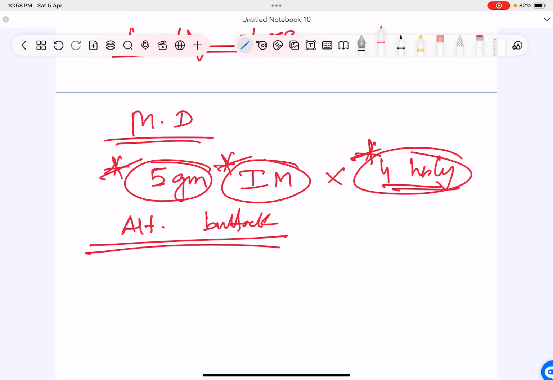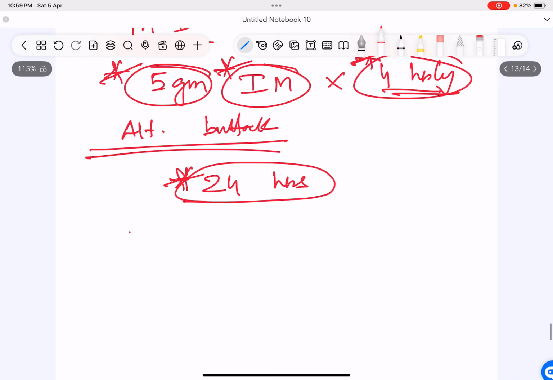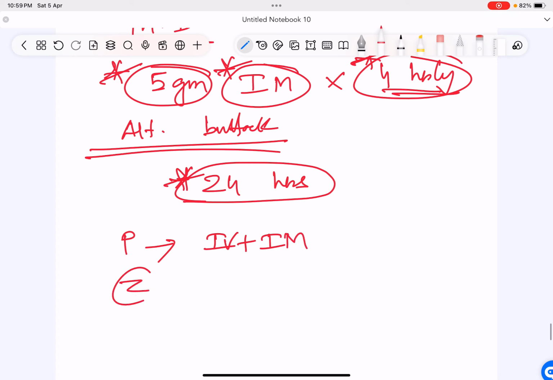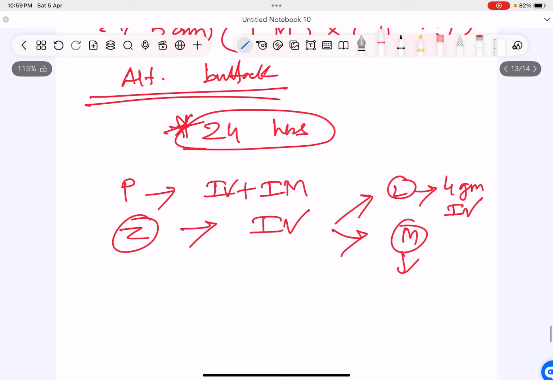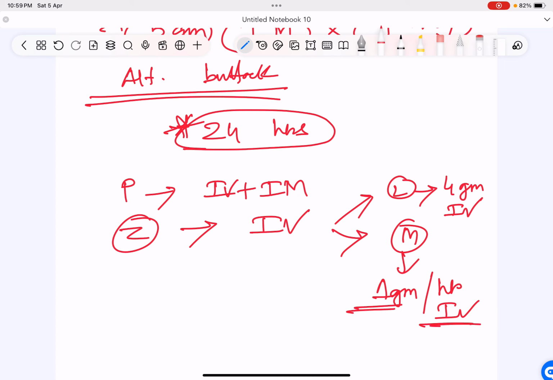कंटिन्यू कब तक करना है आपको ये मैग्नीशियम सल्फेट? 24 hours after delivery. So डिलीवरी हो जाने के बाद भी आपको चलाते रहना है for the next 24 hours. The Pritchard regimen is IV plus IM, whereas Zuspan is purely IV. यहाँ पे भी loading and maintenance है, but यहाँ का loading dose बहुत ही कम है, only 4 gram IV, and maintenance dose is 1 gram per hour IV.